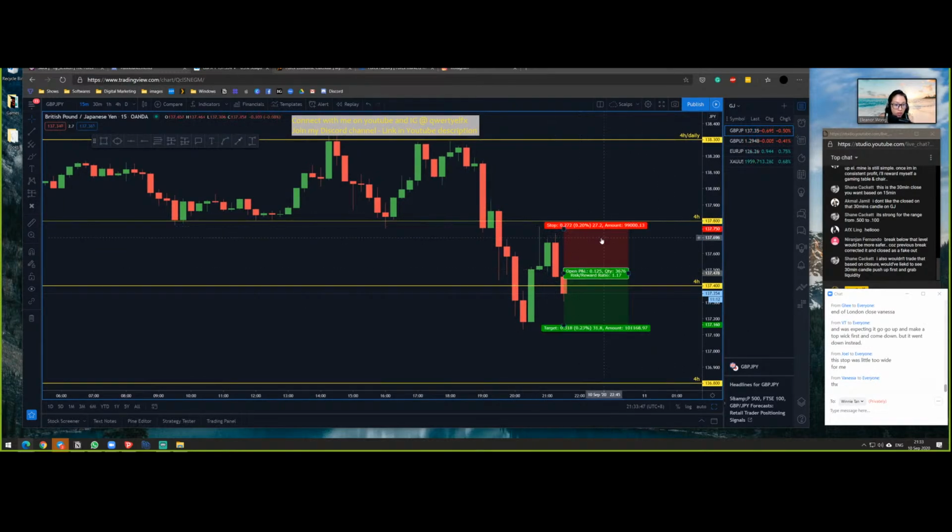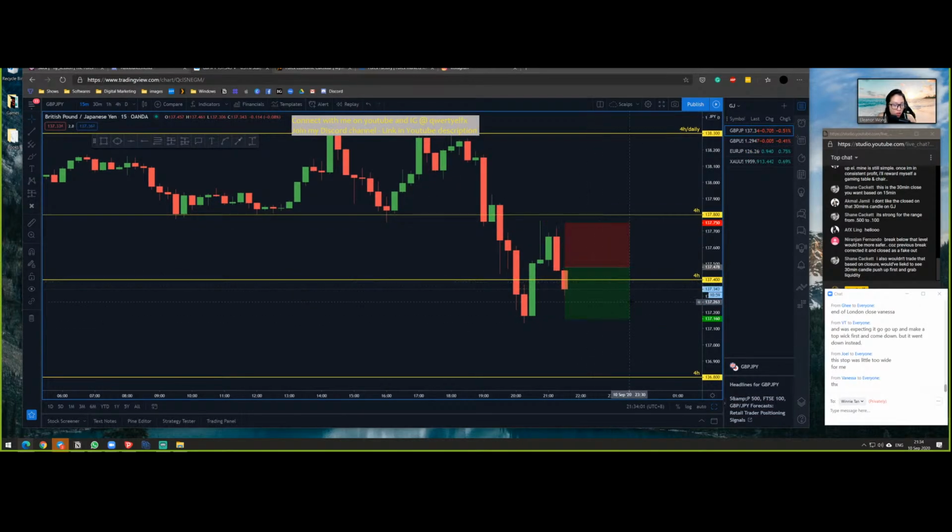And yes, Joel, the stop was wide. But if you look at it, it's a 1-to-1 risk-reward ratio to the support here on the lower time frames. So it might be enough for you depending on your own rules. For me, I need 1.5. So this is not for me.